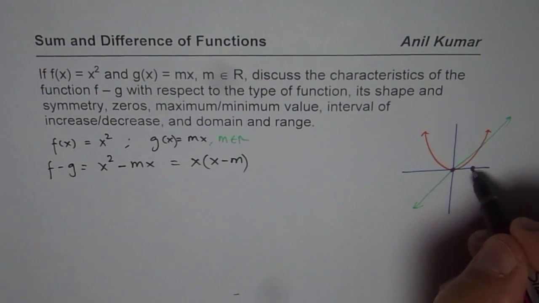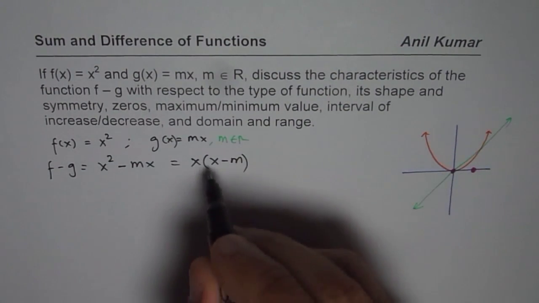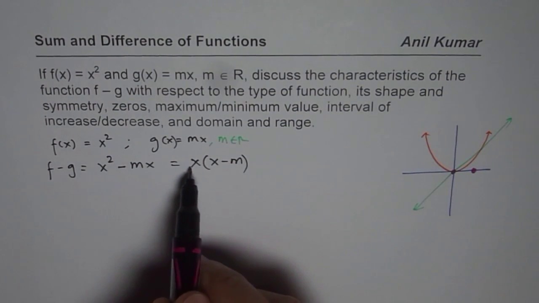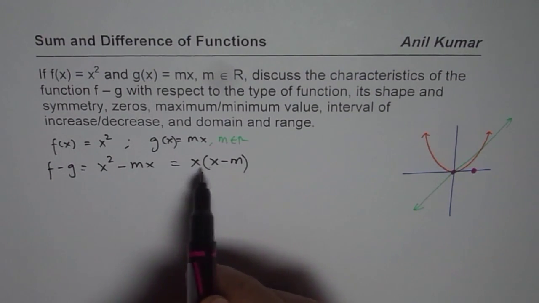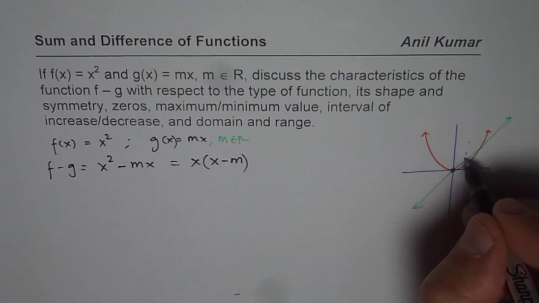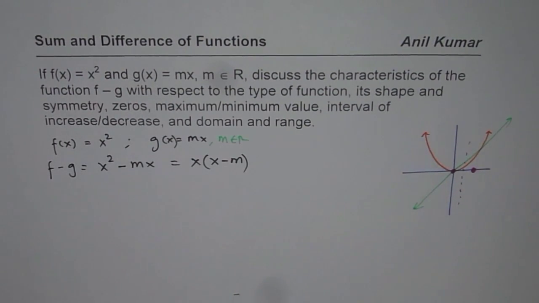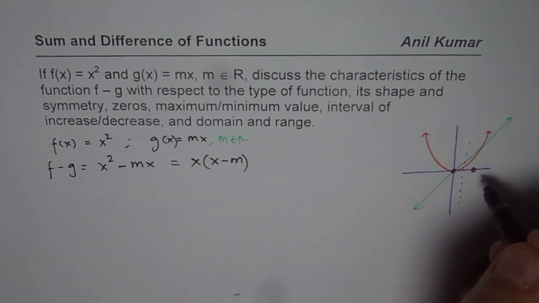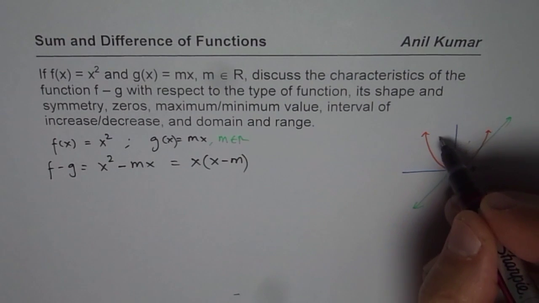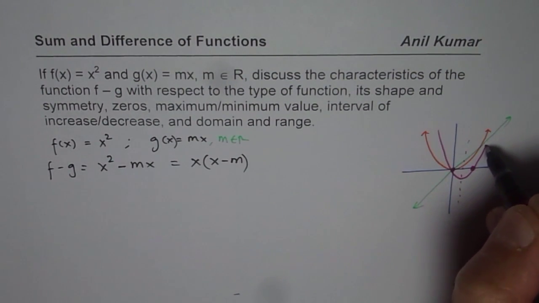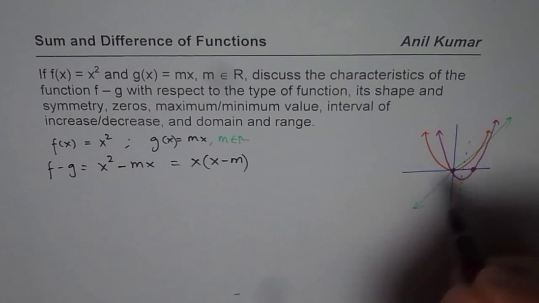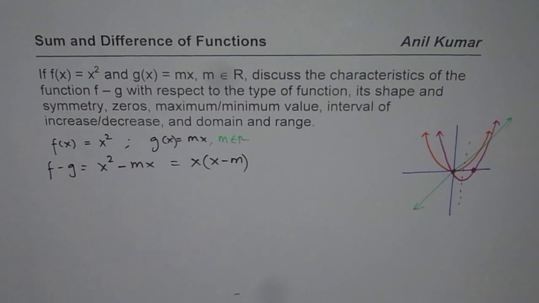So we get two zeros for this function. And that also is a parabola, right? Now in this parabola, the axis of symmetry will be right in the center, correct? Now as you can see, I can now draw a parabola which could be kind of like this, right? Representing this particular function.